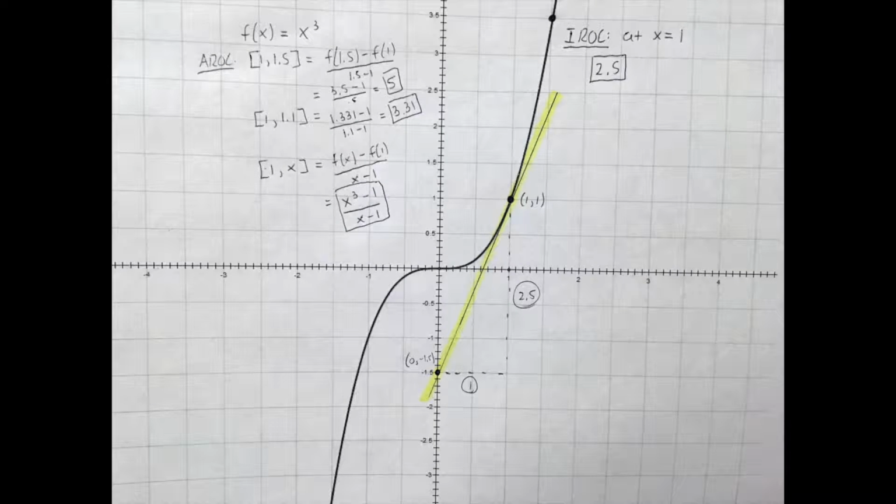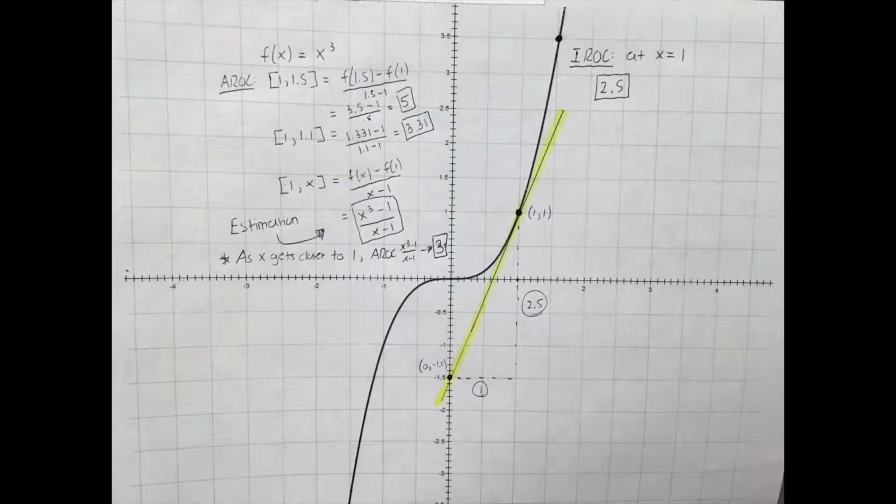On the tangent line, there's the point (0, negative 1.5) and (1, 1). So if you do 2.5 over 1, you're going to get 2.5 for the instantaneous rate of change. Re-looking at the equation you found on the interval, we can make the prediction that as x gets closer to 1, the average rate of change of (x cubed minus 1) over (x minus 1) is going to approach 3. We can see this because as we're picking numbers that are getting closer and closer to 1, our number is getting smaller and smaller but closer to 3.